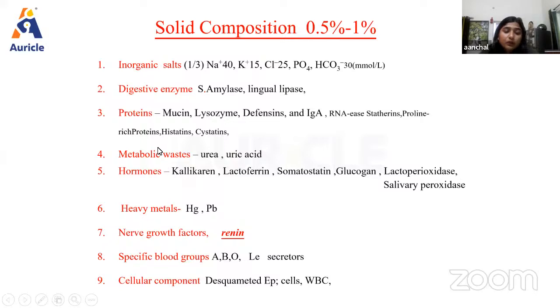Then specific blood group like ABO, Lewis secretors. Then cellular components include some epithelial cells and WBC.